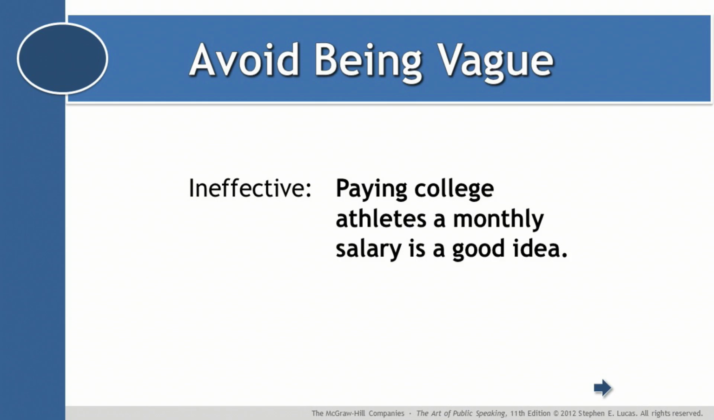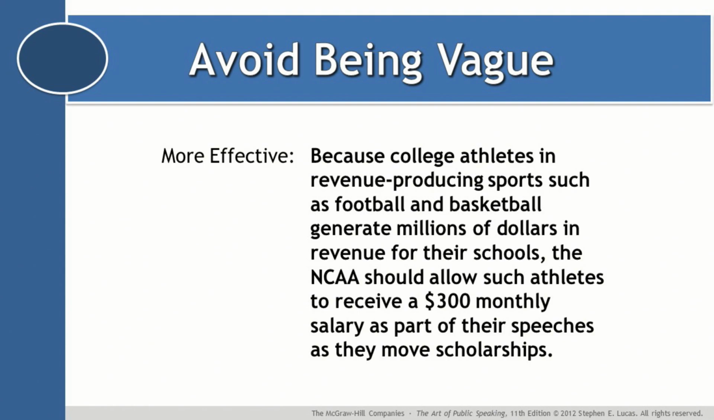Our final category to take a look at when it comes to the central idea is avoid being vague. Paying college athletes a monthly salary is a good idea. To make that more concrete and less vague, we would rewrite and expand to: because college athletes in revenue-producing sports such as football and basketball generate millions of dollars in revenue for their schools, the NCAA should allow athletes to receive a $300 monthly salary as part of their scholarships.